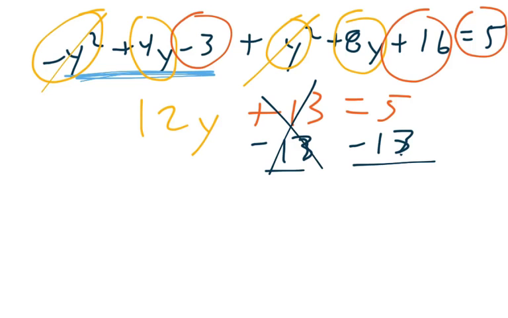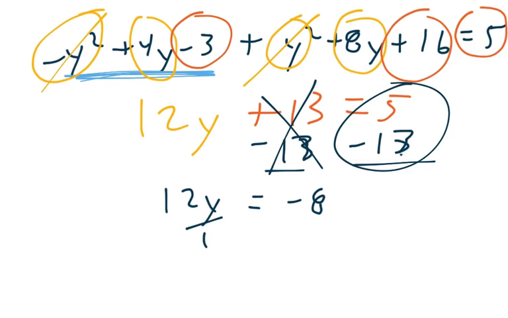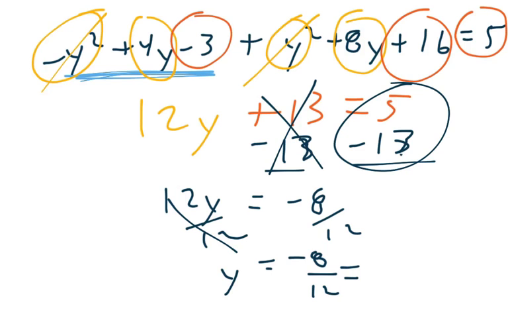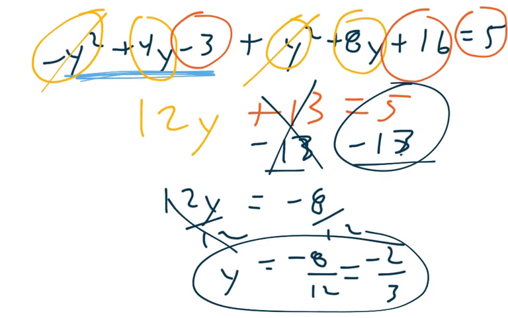13 minus 13 is 0, so 12y is going to equal 5 minus 13, guys, which is negative 8. Once I divide by 12, I know y is going to be negative 8/12, which actually reduces to negative 2/3. So I have an answer, right?